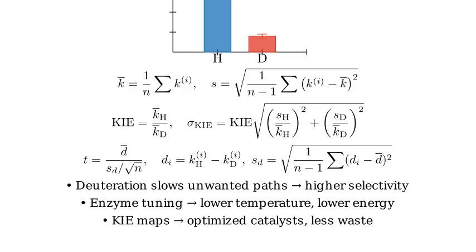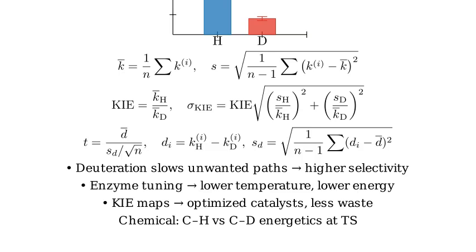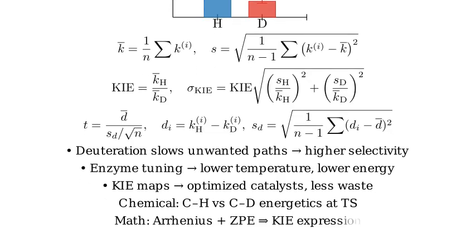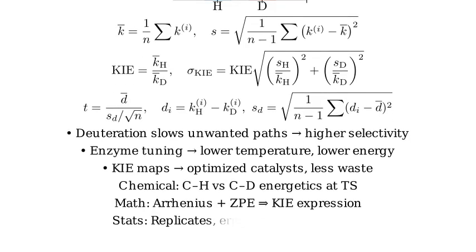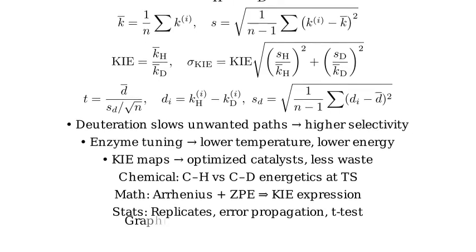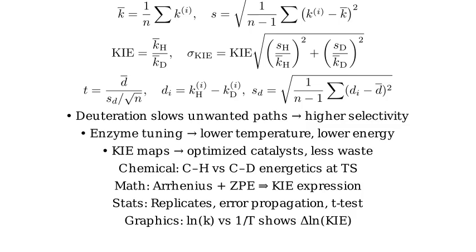To summarize, chemically, kinetic isotope effects arise from different carbon-hydrogen and carbon-deuterium bond-breaking energetics at the transition state. Mathematically, Arrhenius and zero-point energy models quantify the ratio k_H over k_D. Statistically, replicate analysis with error propagation and hypothesis testing validates the measurement. Graphically, Arrhenius plots make differences in activation energy visible as parallel but separated lines.